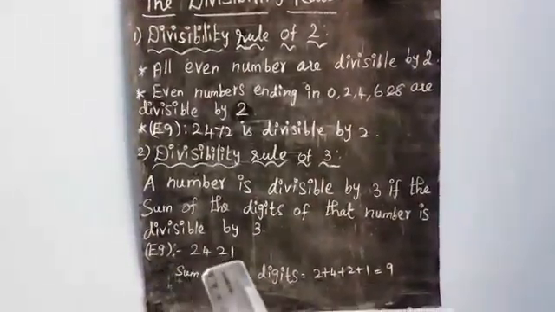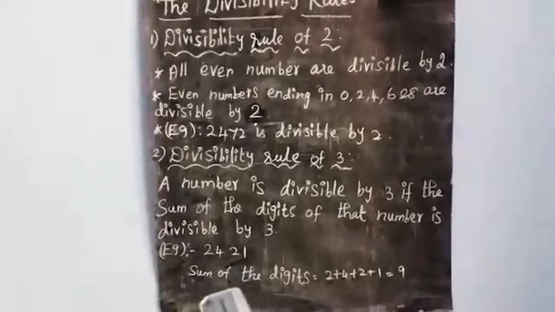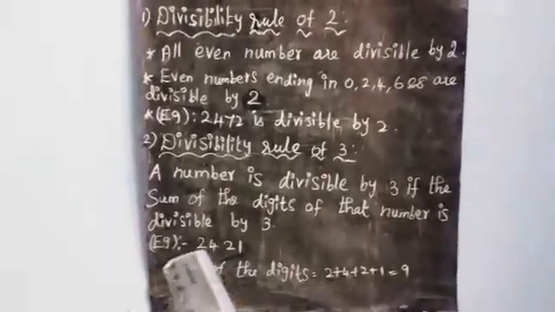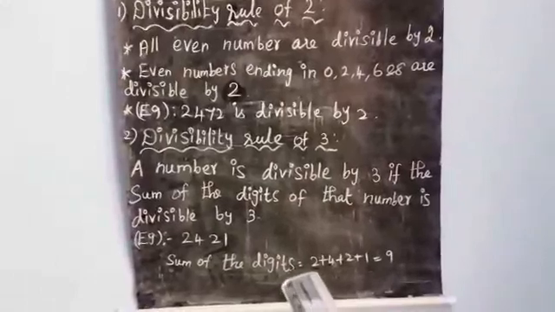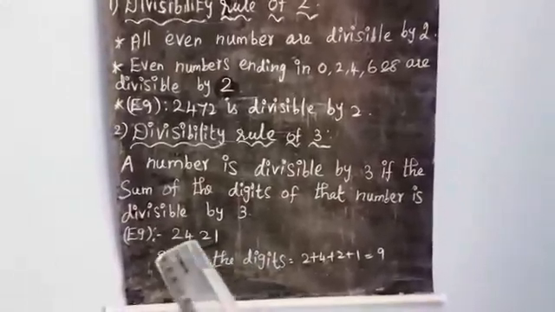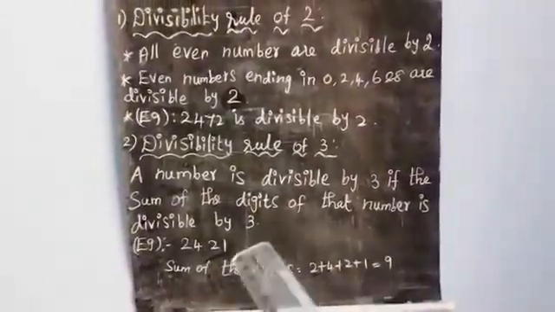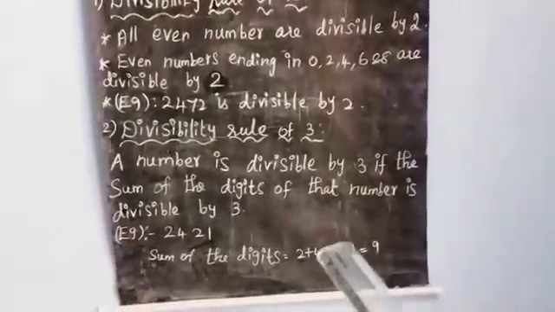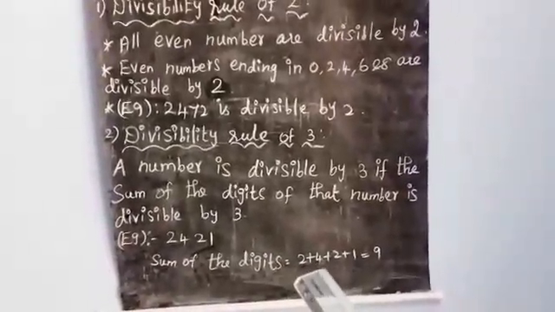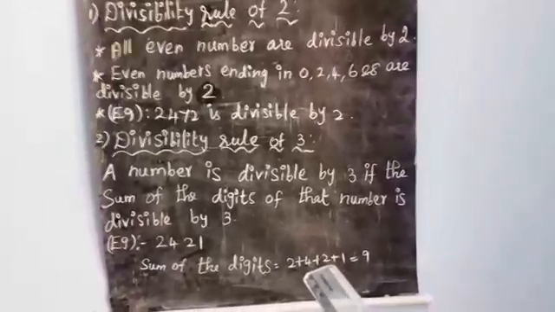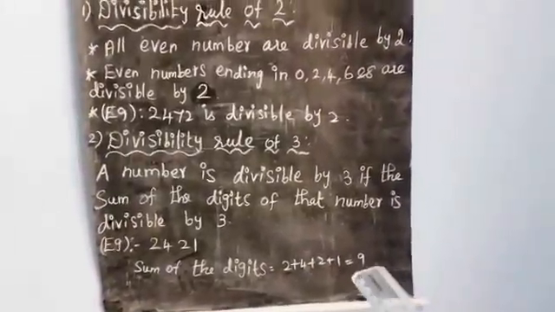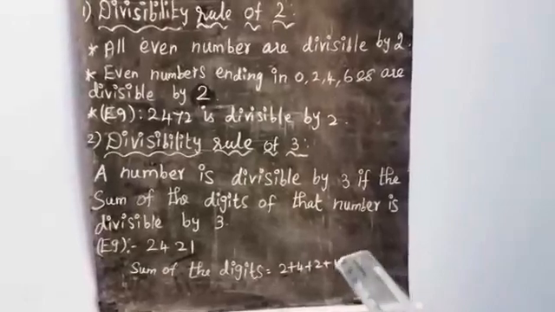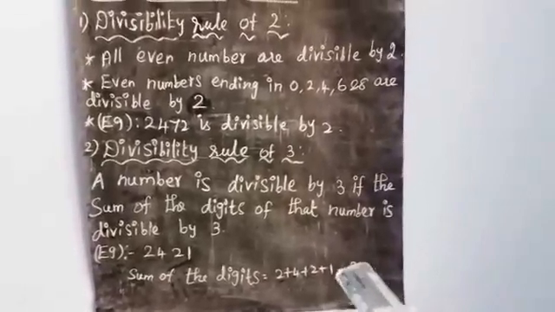2421. Sum of the digits. Now look here, what number will be here? 2. So you write the number 2, then plus 4, then plus 2, then plus 1. That is the sum of digits, isn't it? 2 plus 4 is 6. 6 plus 2 is 8. 8 plus 1 is 9. So 9 we can divide by 3, isn't it?